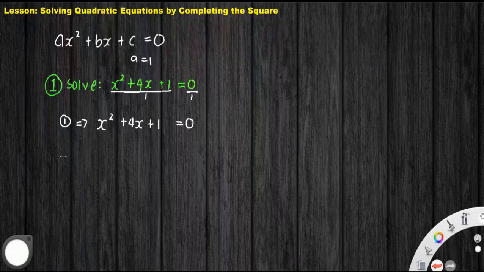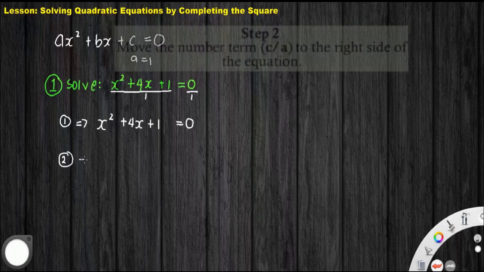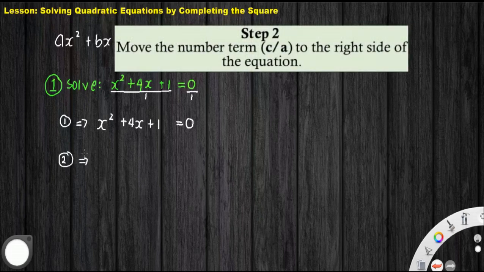Now, yung second step. Yung second step natin, we have to move the number term to the right side of the equation. Ang number term dito, yung ating third leading coefficient, which is yung 1. Ililipat daw natin yan sa right side ng ating equation. So, ang matitira sa left side ay x squared plus 4x equals negative 1. So that is our second step. You have to move the number term to the right side of the equation.